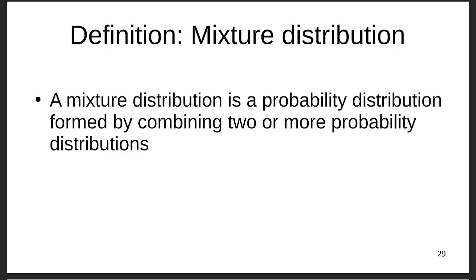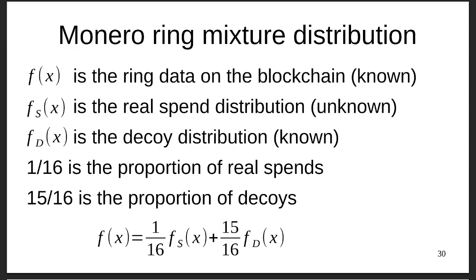Let's define another term, mixture distribution. A mixture distribution is a probability distribution formed by combining two or more probability distributions. The ring signature data on the blockchain can be considered a mixture distribution. Let F be the ring data on the blockchain. This is known to us because we have a copy of the blockchain.